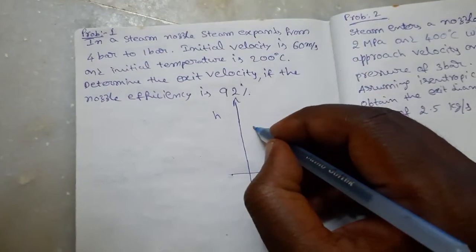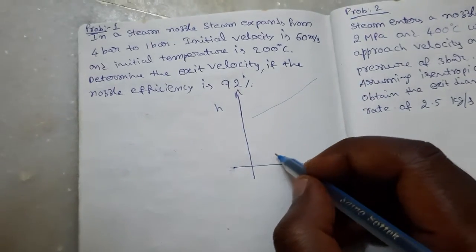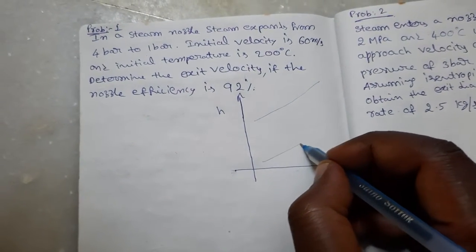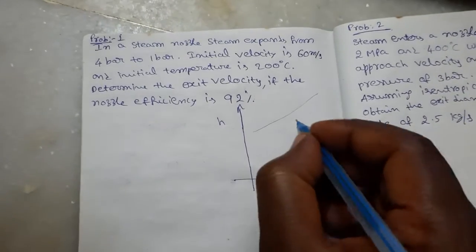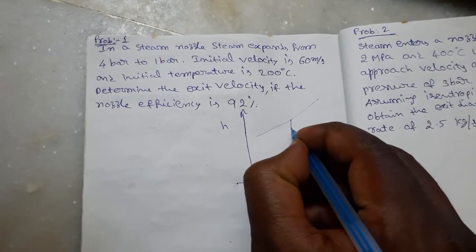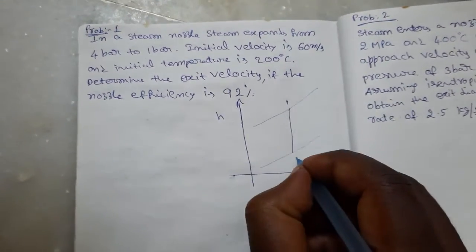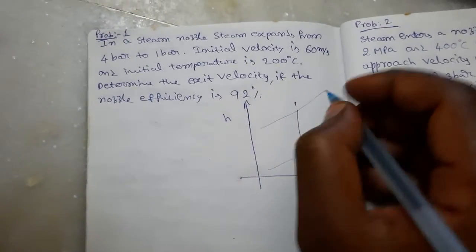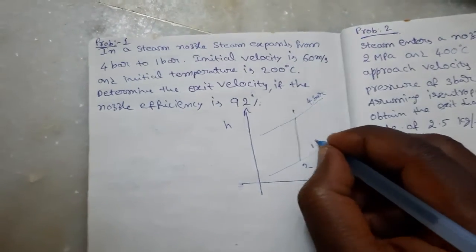So 4 bar and 1 bar. So this is point 1, point 2. This is the 4 bar pressure and this is the 1 bar pressure.